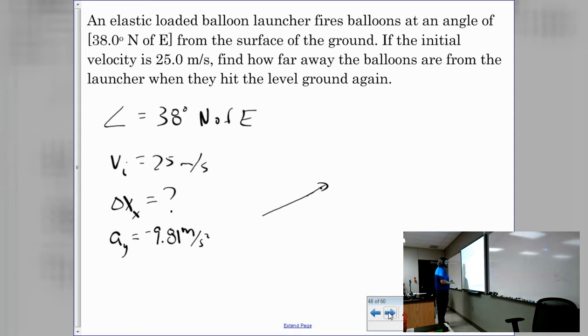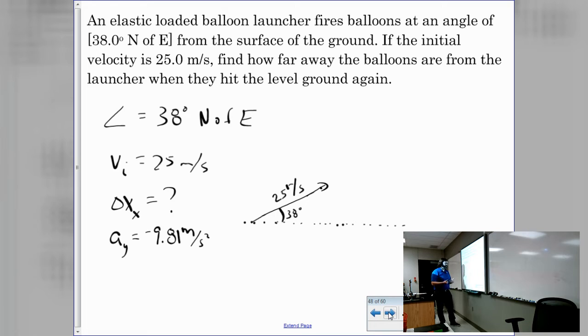This is the balloon launcher, and it has an initial velocity of 25 meters per second. Not 25 meters per second horizontally or vertically, it's at an angle. The angle is 38 degrees north of east. So maybe this is the ground, which would essentially be east, and we're going to go 38 degrees north of it. That angle right there is 38 degrees. I'll just extend that back. Now, we want to know how far it's going to go horizontally.